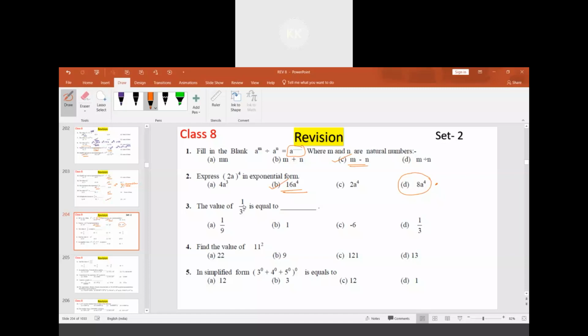What is the value of 1 by 3 squared? It is 1 by 9, option A, very good. Next, 1 by 11 squared is 1 by 121, option C.